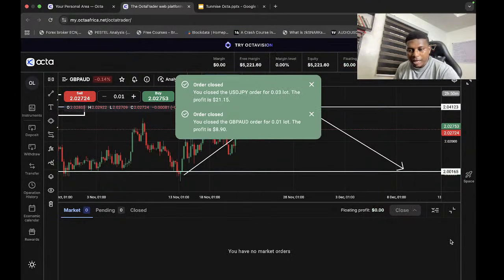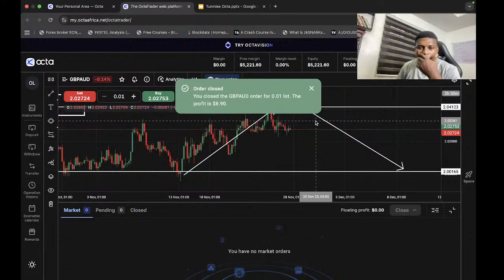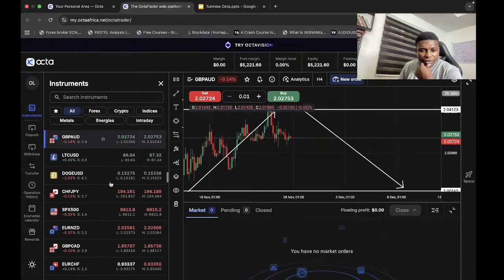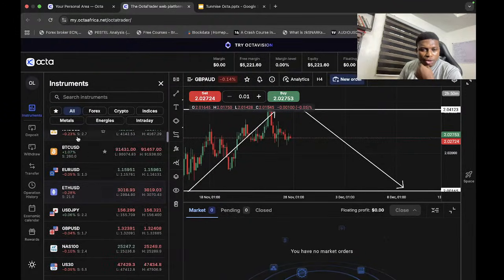So I'm just going to close USDJPY. I'm also going to close GBPAUD. Now let's go to EURUSD.